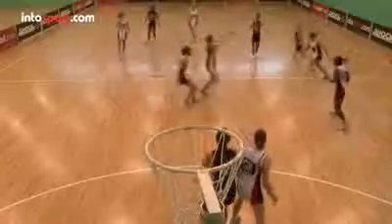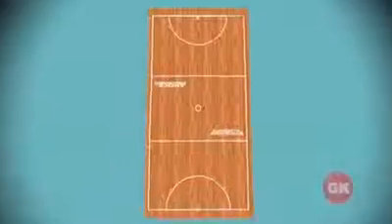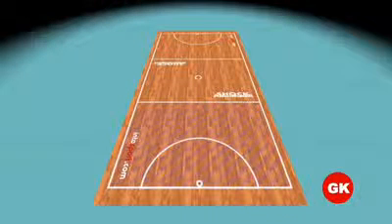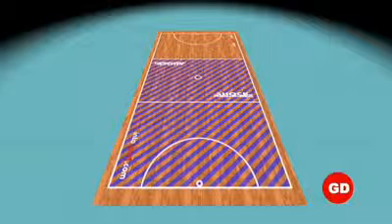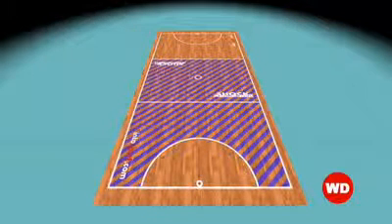Let's look at where each player can move on the court. The goalkeeper is only allowed to move in the goal third that she's defending. The goal defense can move in the goal third and the center third. And the wing defense can move in the goal third and the center third, but cannot go into the circle.